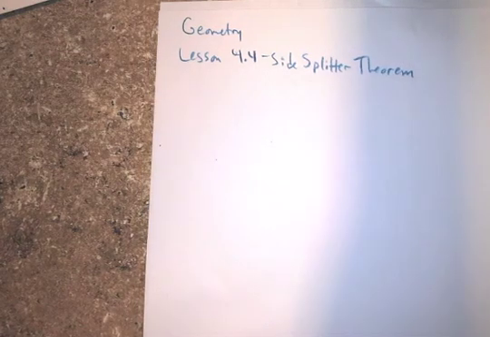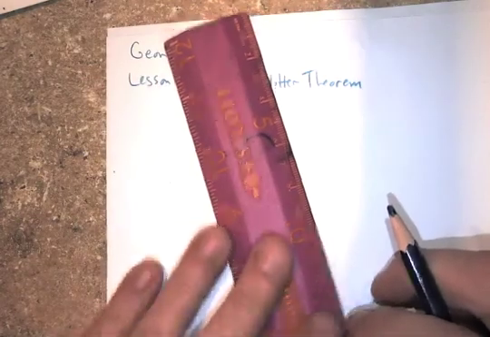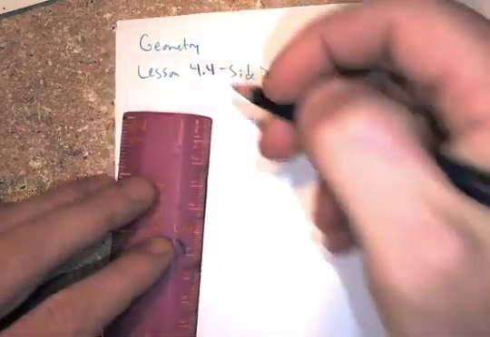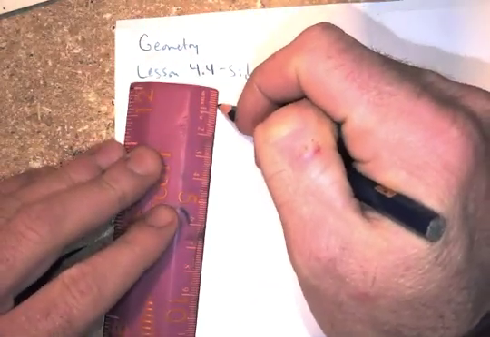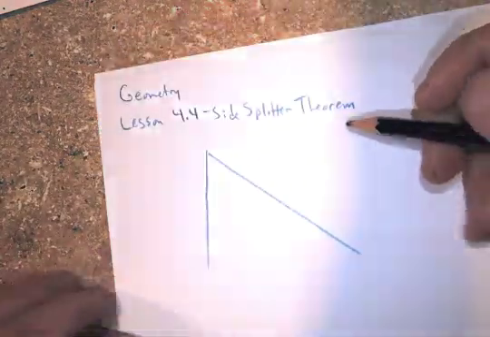Alright guys, we're on to lesson 4.4 here, side splitter theorem. Applies to triangles again. We're talking about segments on triangles, is what this chapter is all about. So, give you a quick example on this one. Say we got a triangle here, something like this.